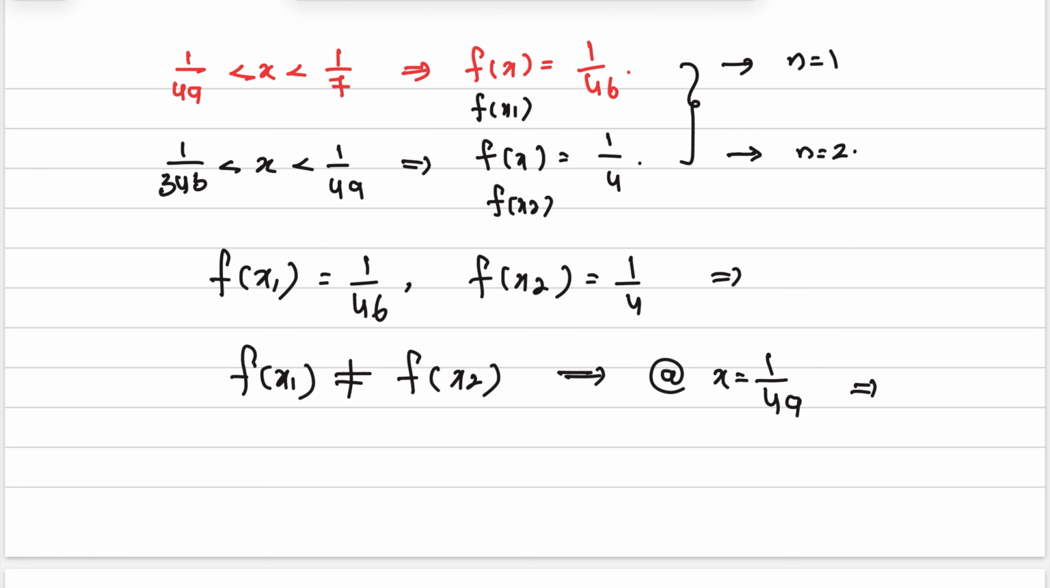There exists a discontinuity. There exists a discontinuity. Please try to understand the concept. That means answer B, which implies x is equal to 1 by 49, is correct.